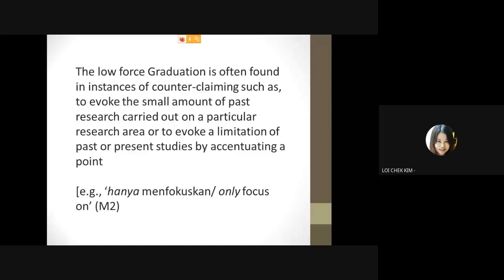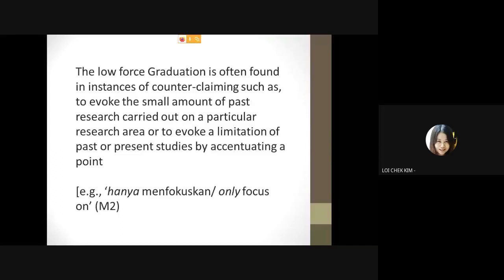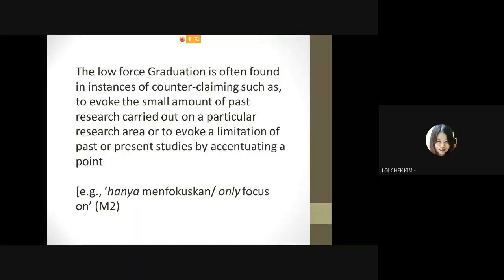A closer examination shows the low force graduation is often found in instances of counterclaiming, such as to evoke a small amount of past research carried out on a particular research area, or to evoke a limitation of past or present studies by accentuating a point. For example, hanya memfokuskan, only focus on, as found in M2.